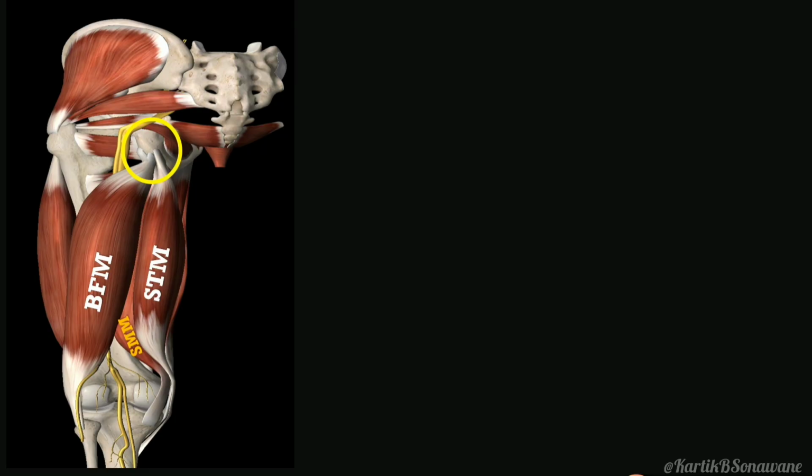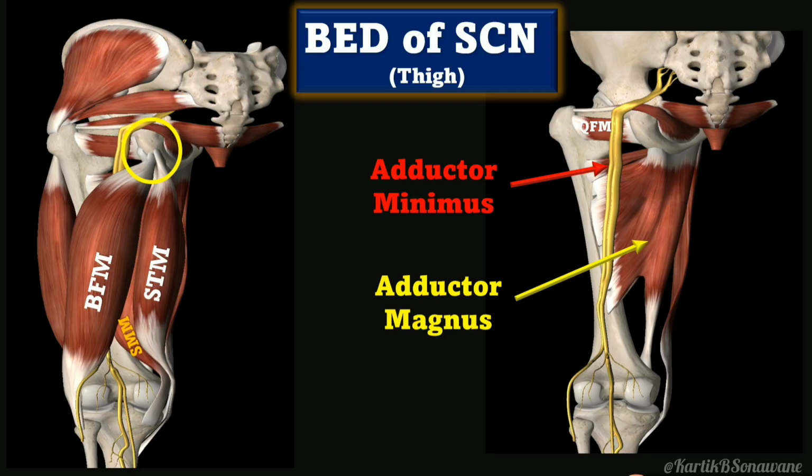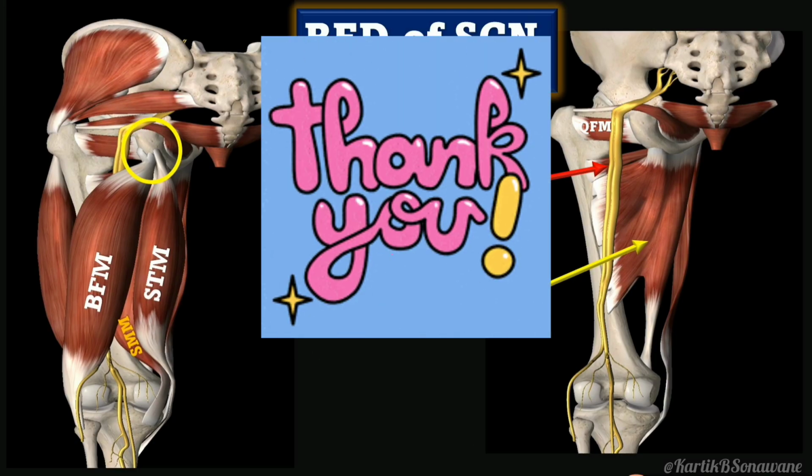As the nerve continues into the posterior thigh, it is crossed by biceps femoris muscle from medial to the lateral side. In this region, the bed of the sciatic nerve is formed by adductor magnus muscle and adductor minimus muscle, which is actually the uppermost detached portion of adductor magnus muscle. Thus, the sciatic nerve lies sandwiched between the biceps femoris muscle posteriorly and the adductors anteriorly.